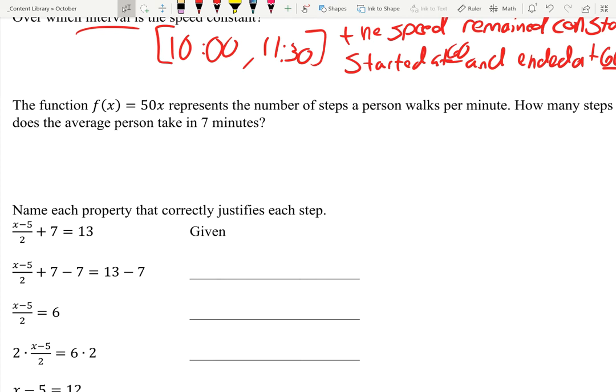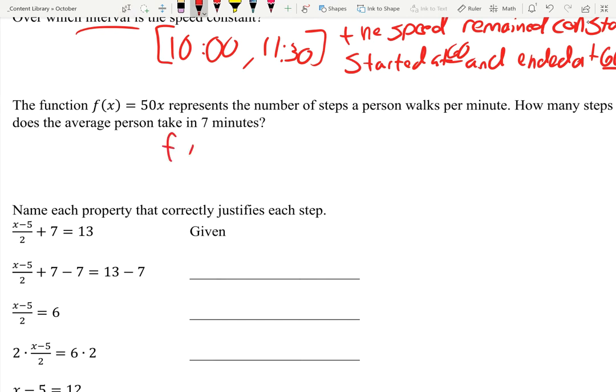All right, the function f of x equals 50x represents the number of steps a person walks per minute. How many steps does the average person take in 7 minutes? So if a random person is just walking for 7 straight minutes and they're taking 50 steps per minute, how many steps does that person take over that period of time?